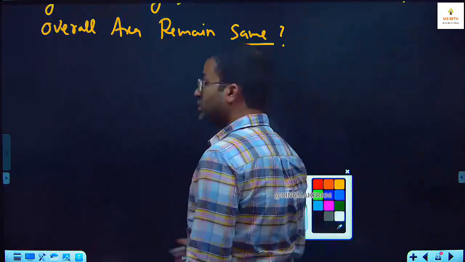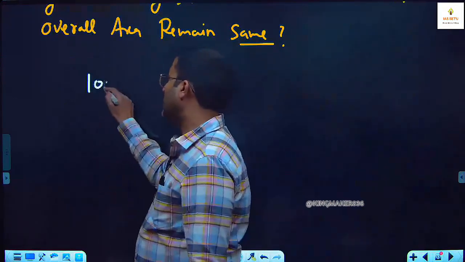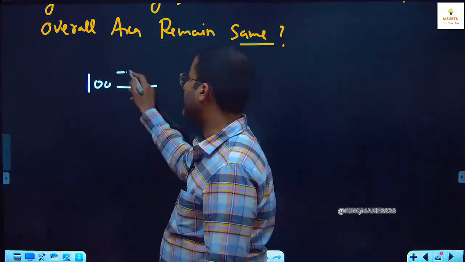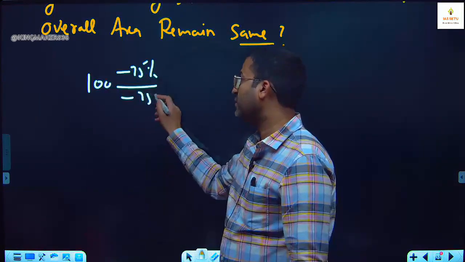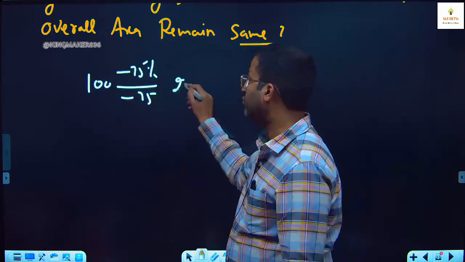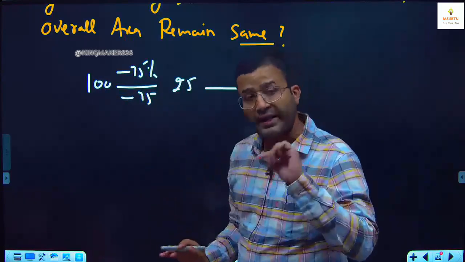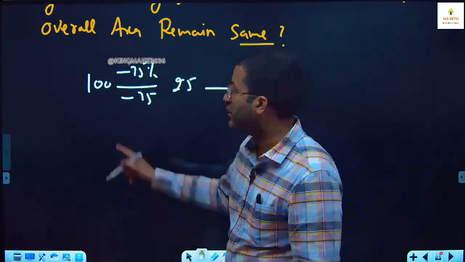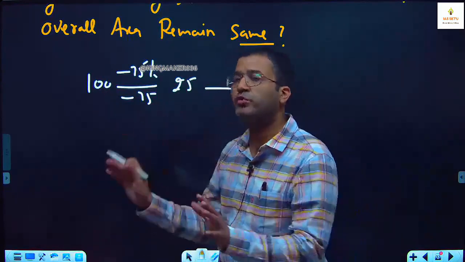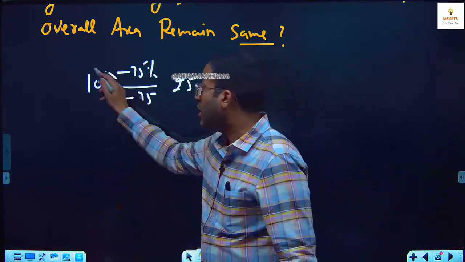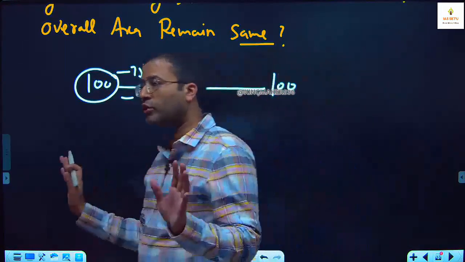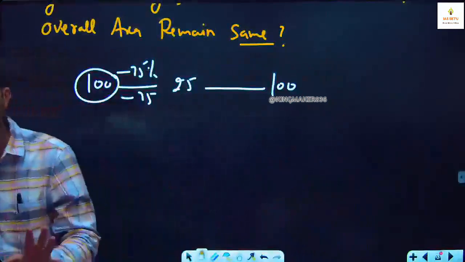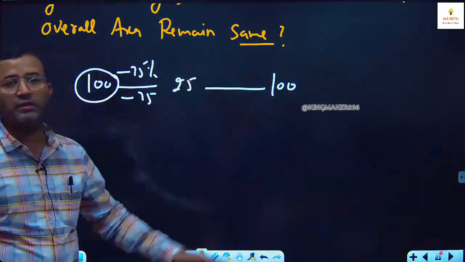Now start with 100. Reduction of 75%. What is 75% of 100? 75. What is 100 minus 75? 25. I repeat the rule in type 1 in PCC. चाहे कोई भी हो, increase हो चाहे decrease हो, start with 100 and end with 100. You follow the rule. Increase decrease doesn't matter. 100 से start करना है, 100 पे खत्म करना है.